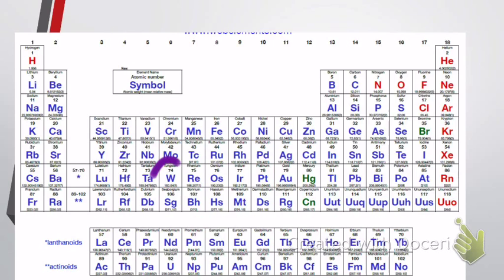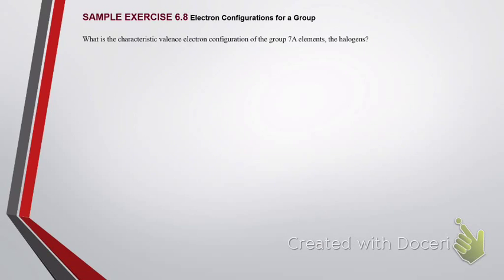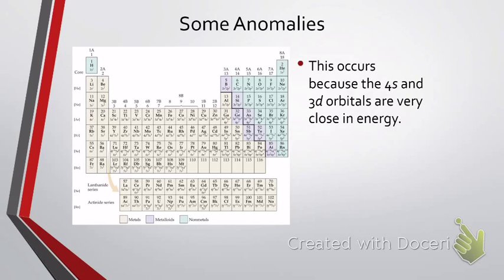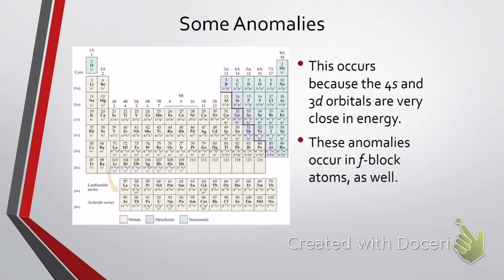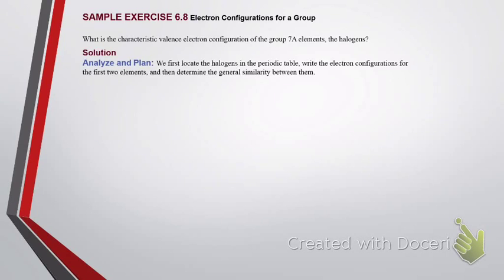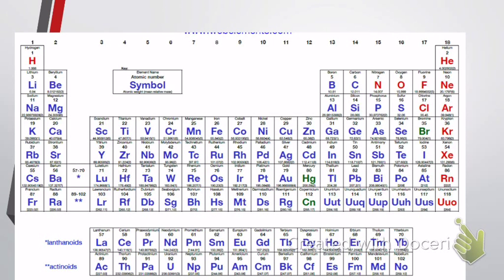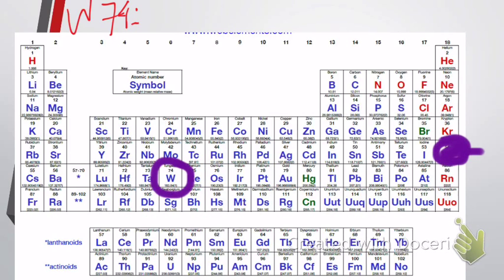Let's do tungsten. Tungsten is 74. First off, it's right here. So we go up a row to that noble gas, and so it looks like xenon.